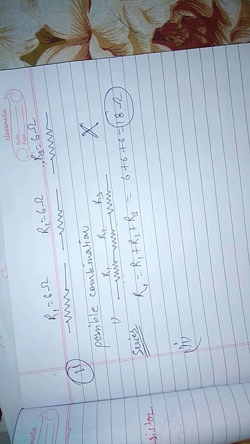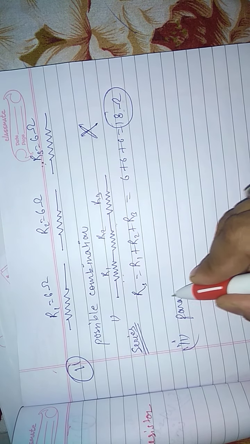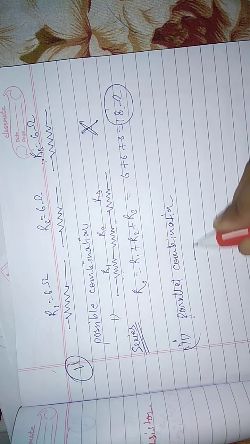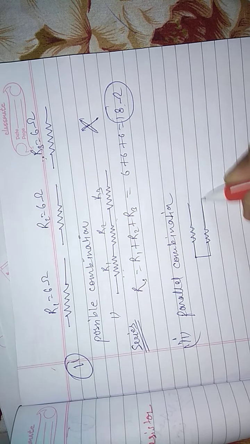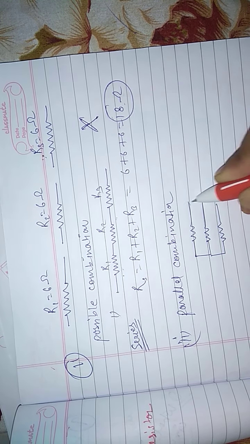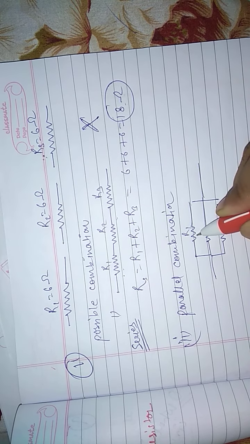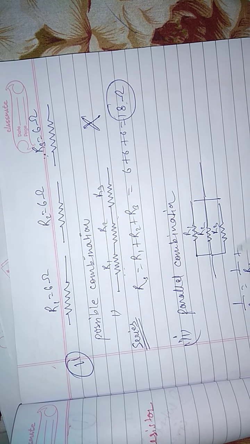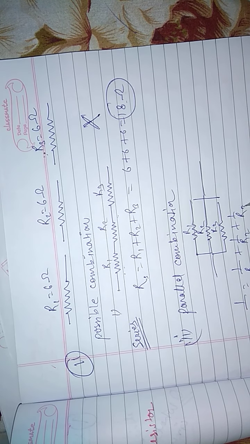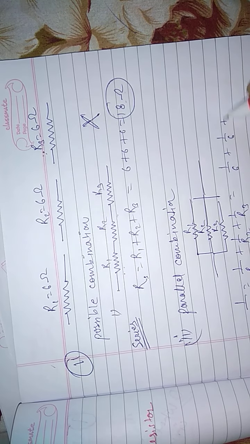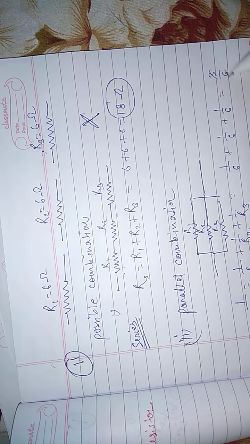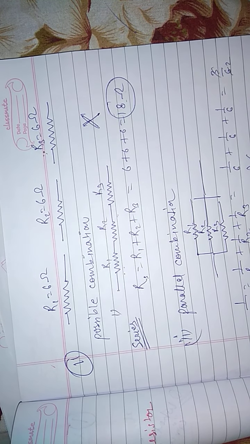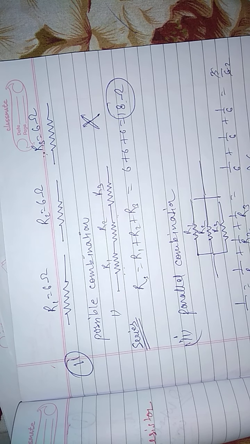Now the second possible combination is parallel combination. It means this is 6 ohm each, R1 R2 and R3. So 1 upon R parallel will be equal to 1 upon R1 plus 1 upon R2 plus 1 upon R3. 1 upon 6 plus 1 upon 6 plus 1 upon 6, that is 3 upon 6, 1 upon 2. So R parallel will be equal to 2 ohm. So it is also not correct, because we want to get 9 ohm.